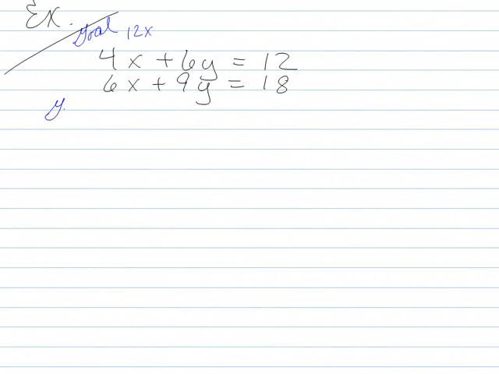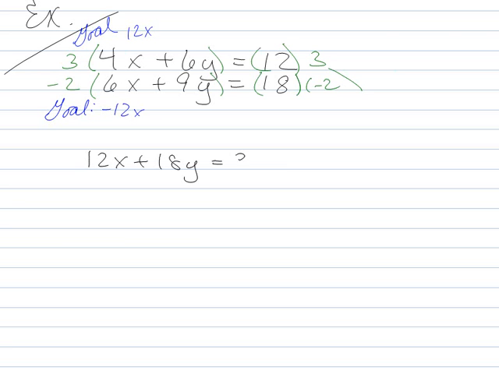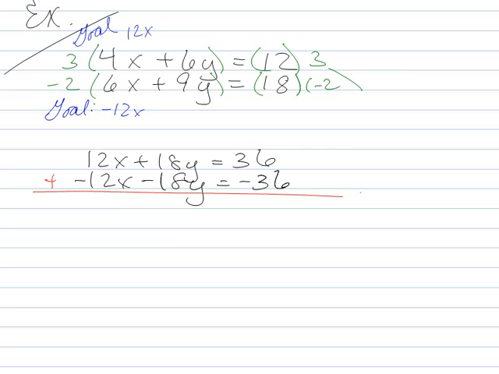Okay, so my goal here is 12x. My goal here is negative 12x. So again, I'm going to multiply the top by 3. Multiply the bottom by a negative 2. And get 12x plus 18y is 36. Negative 12x minus 18y is negative 36. And if we add down, I get 0 plus 0 equals what? 0, right?